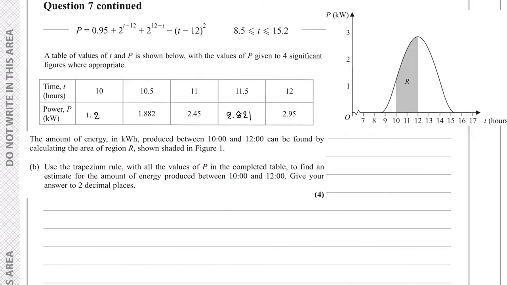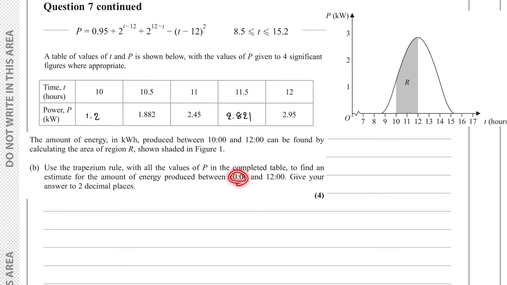The amount of energy in kilowatt hour produced between 10 and 12 can be found by calculating the area of region R in this shaded region. In part B, we have to use the trapezium rule with the values of P to find the estimate for the amount of energy produced between 10 to 12. Give your answer to 2 decimal places. And you can see that these data correspond to the data from the previous table. So we are going to use the information in this table to find the area.